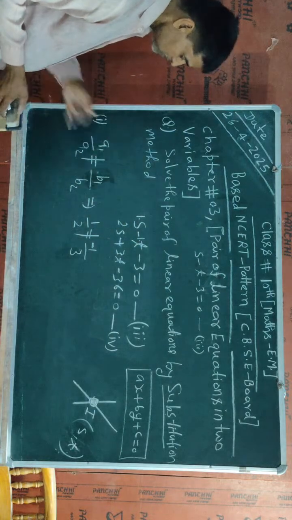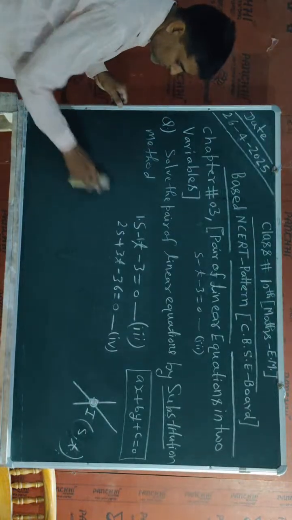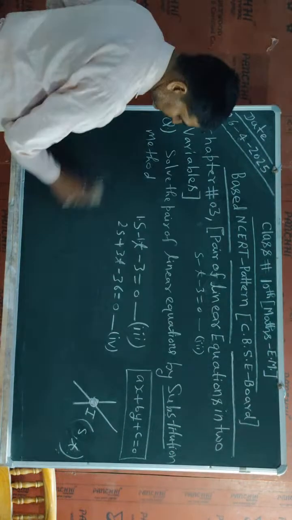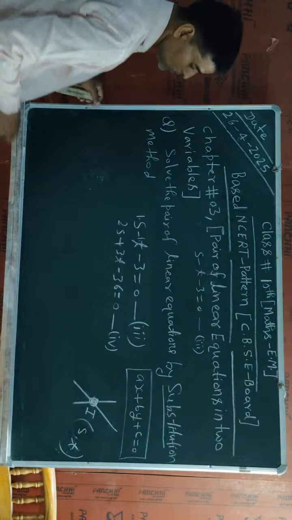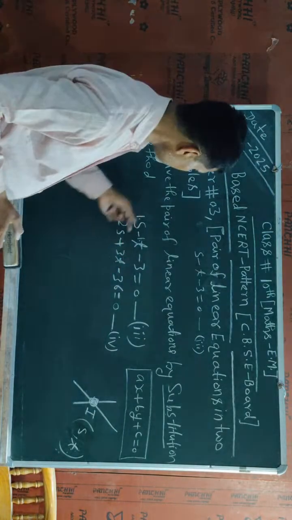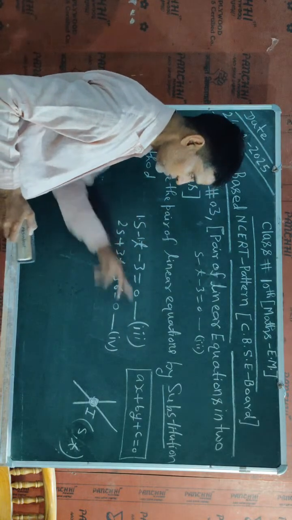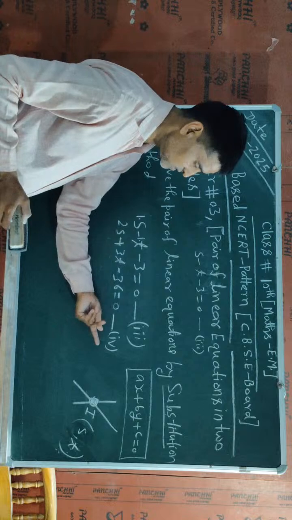Okay student, therefore I am going to erase this one because there is no extra space. So after erasing I will solve it. Okay student, so here by the substitution method I will take the value of s or t from equation number 3 or equation number 4.